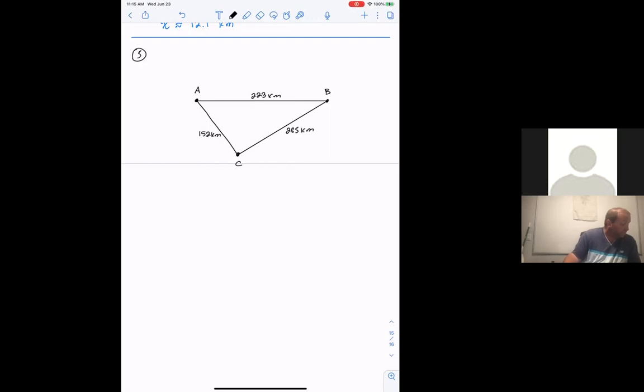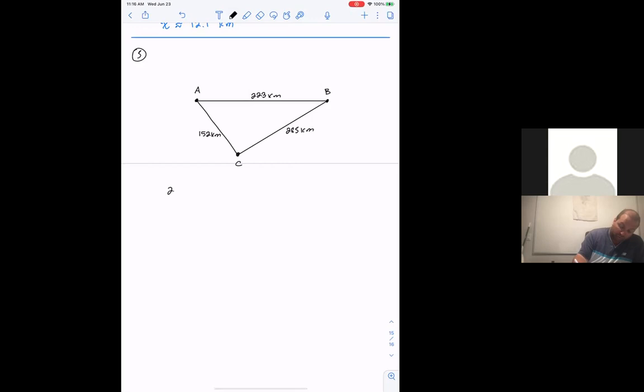Find the angles between each of the 3 cities. Okay, so we're looking for A hat, B hat, and C hat. I don't have an angle-side pair, so I can't use the law of sines, but I do have 2 sides and something else, so I can certainly use the law of cosines. We're going to find A first because it's opposite the longest side.